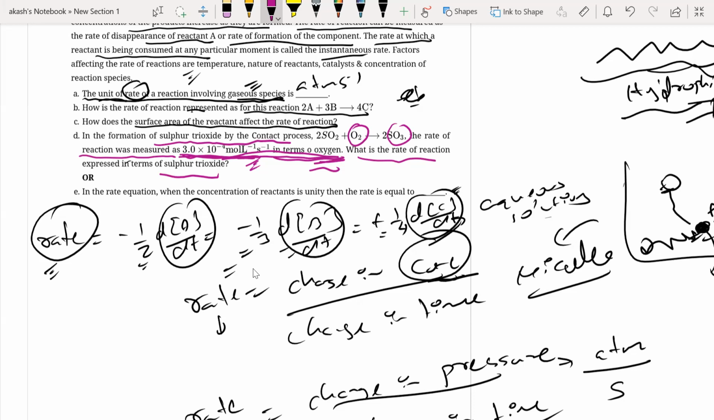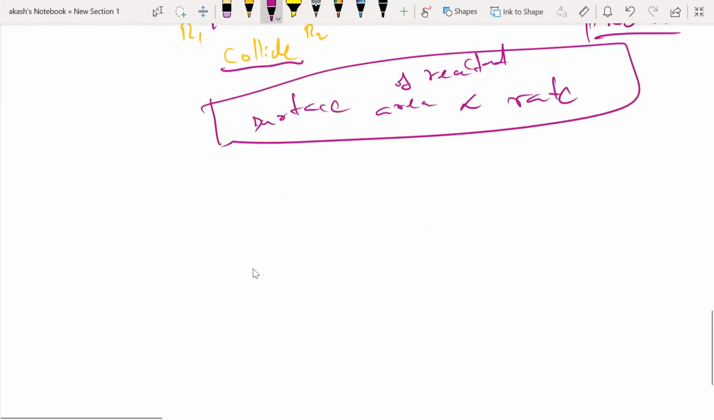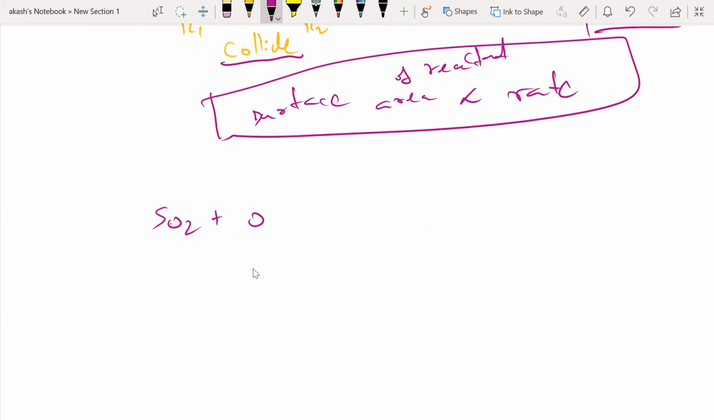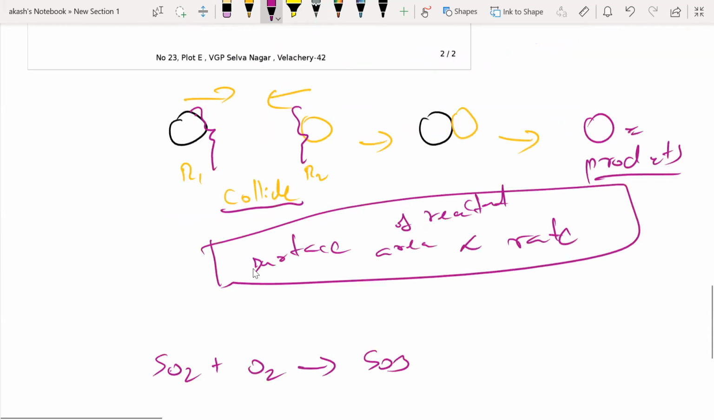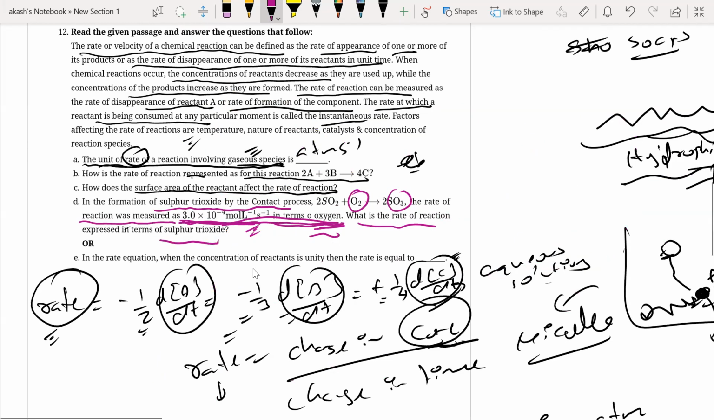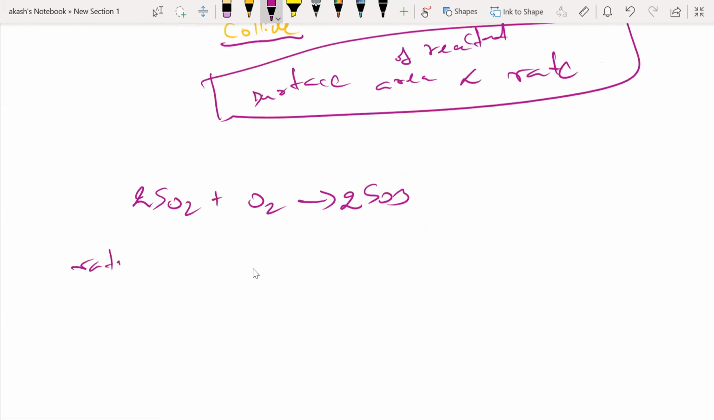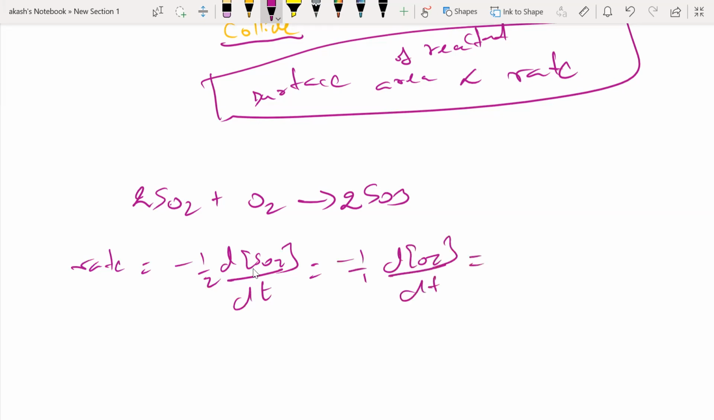Right. So for this, let us write the equation again. You have SO2 plus O2 giving SO3, and I think we need to balance it, isn't it? Oh, already balanced. Okay, 2 and 2. Now, how do you represent it, people? Rate of overall reaction is equal to minus 1/2 into d of SO2 divided by dt is equal to minus 1/1 into d of O2 divided by dt is equal to plus 1/2 into d of SO3 divided by dt. Right. This is how we connect all the different rates.